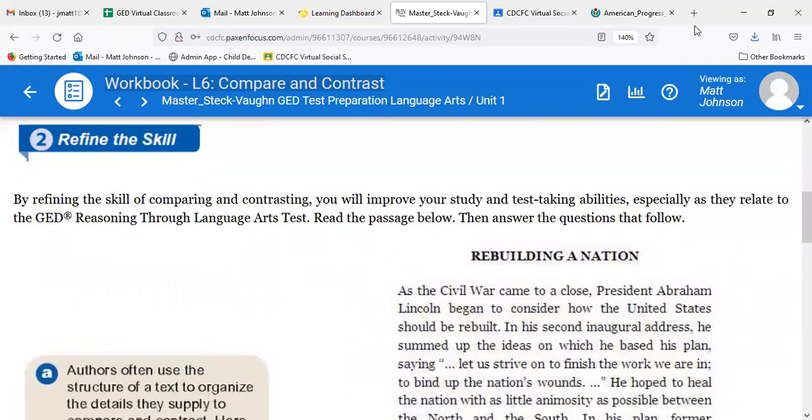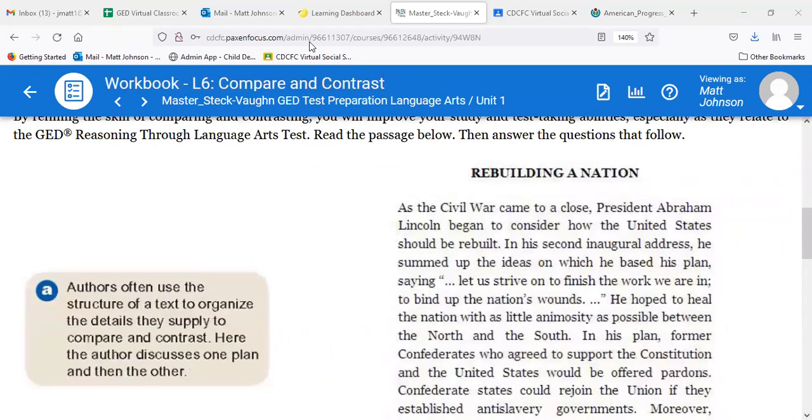All right, and okay, looks like a new text box. So, rebuilding a nation. So a little more history to go with our language arts. Rebuilding a nation. Remember, always take notice of the title. So as the Civil War came to a close, President Abraham Lincoln began to consider how the United States should be rebuilt. In his second inaugural address, he summed up the ideas on which he based his plan, saying, "Let us strive on to finish the work we are in, to bind up the nation's wounds."